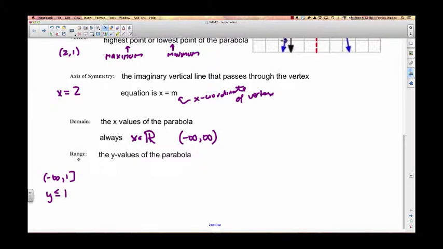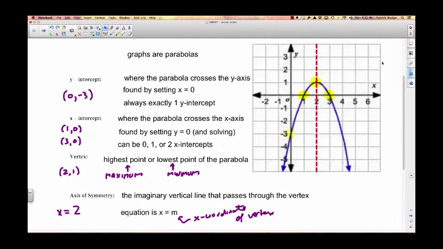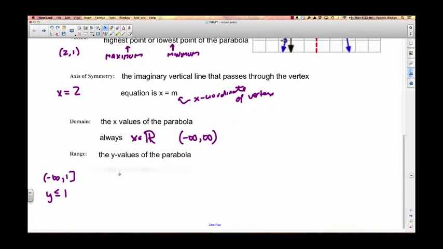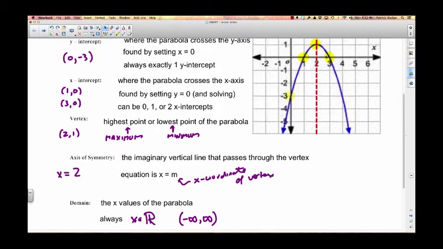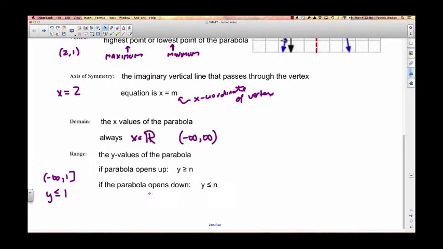And in fact, it's very similar. It's always going to be like this if you have a maximum like we have. If it opens down, like this one we have right here, the parabola is opening downward, your equation is always going to be y is less than or equal to n. What's n? n is the y-coordinate of the vertex. If you look at my range right here, y is less than or equal to 1, and 1 was the y value of the vertex, so that worked out perfectly. The other way you could write this is it will always be from negative infinity up to n. That's the other way you could write it if it opens down.